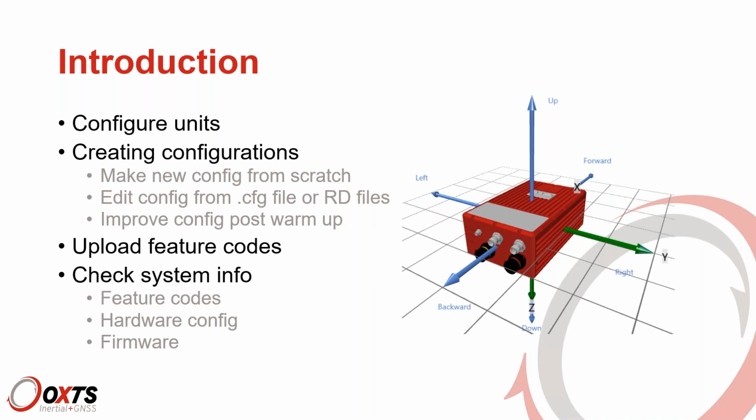So our NAVconfig software is to help configure the units. With this software, you can make configurations from scratch. You can edit ones that you have saved or ones that are saved in the RD files that are logged onto the units. And you can also improve the configuration after a warm-up to tighten the tolerances and improve the system. With this software, you can also upload feature codes and view the feature codes that are on the unit, as well as the hardware config settings and the firmware that's on the unit.